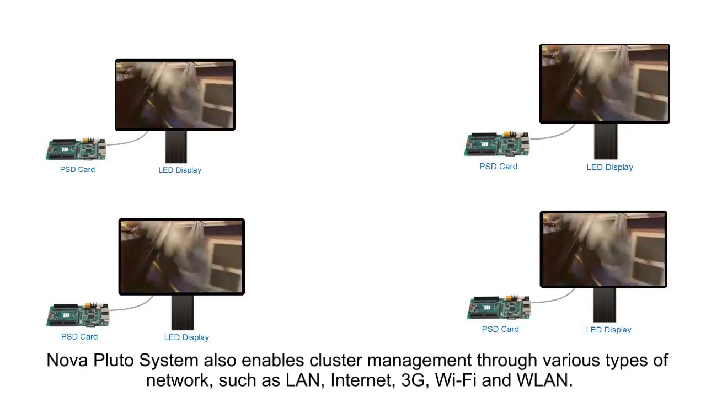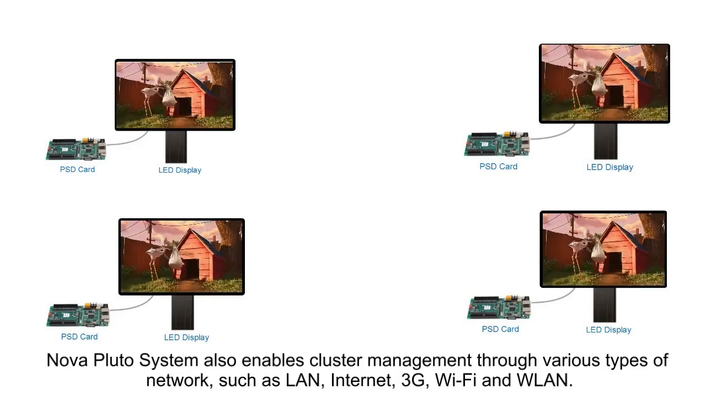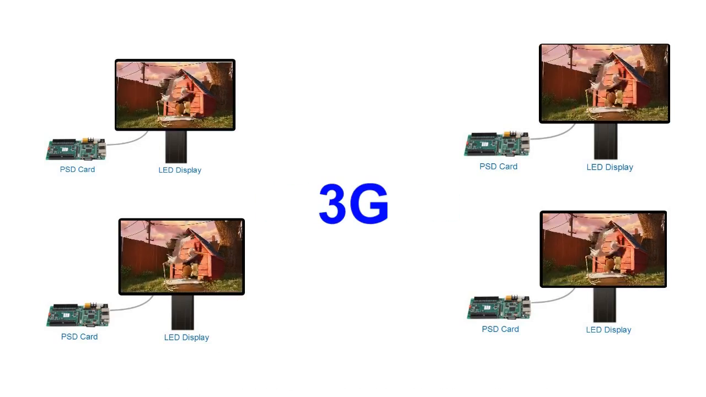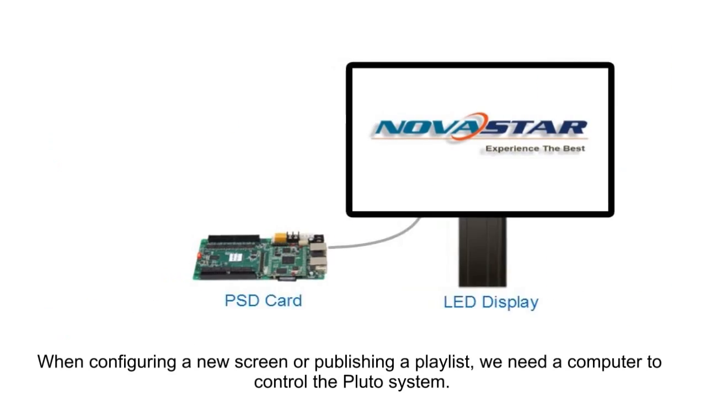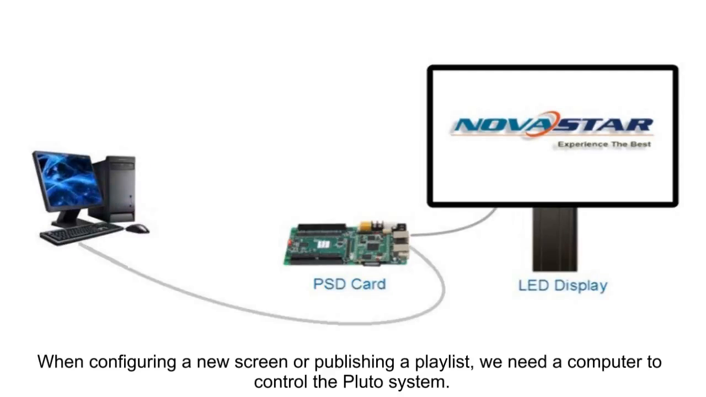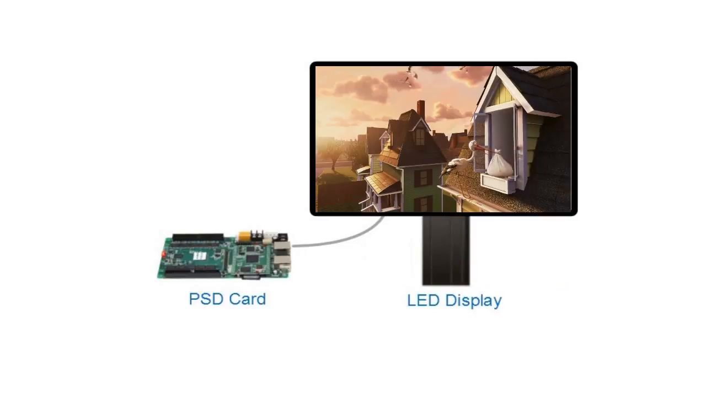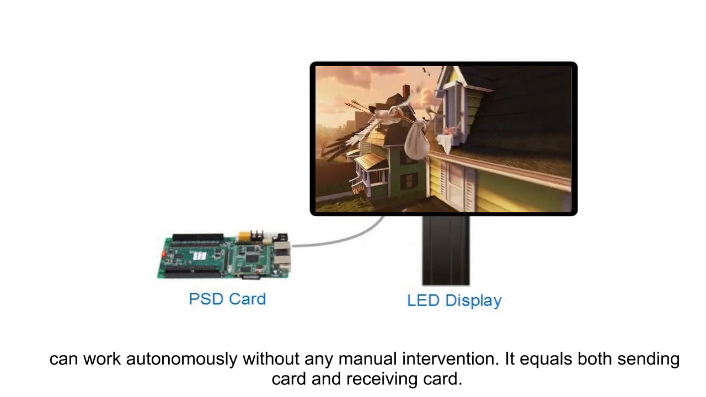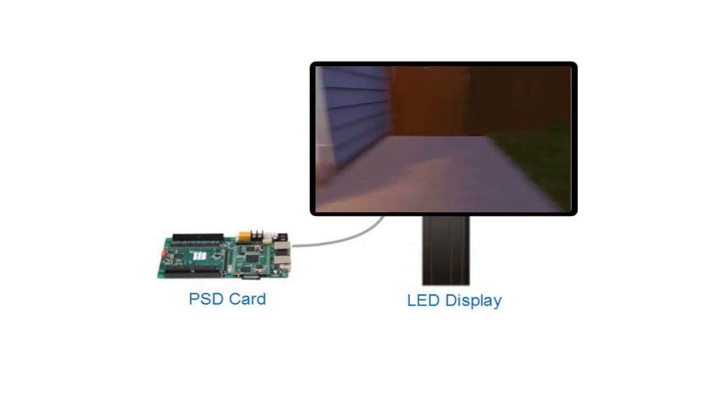The Nova Bluetooth system also enables cluster management through various types of network, such as LAN, Internet, 3G, Wi-Fi, and WLAN. When configuring a new screen or publishing a playlist, we need a computer to control the Bluetooth system. And when configuration and publishment are finished, this core control card, which is named PSD100, can work autonomously without any manual intervention. It equals both a sending card and a receiving card.